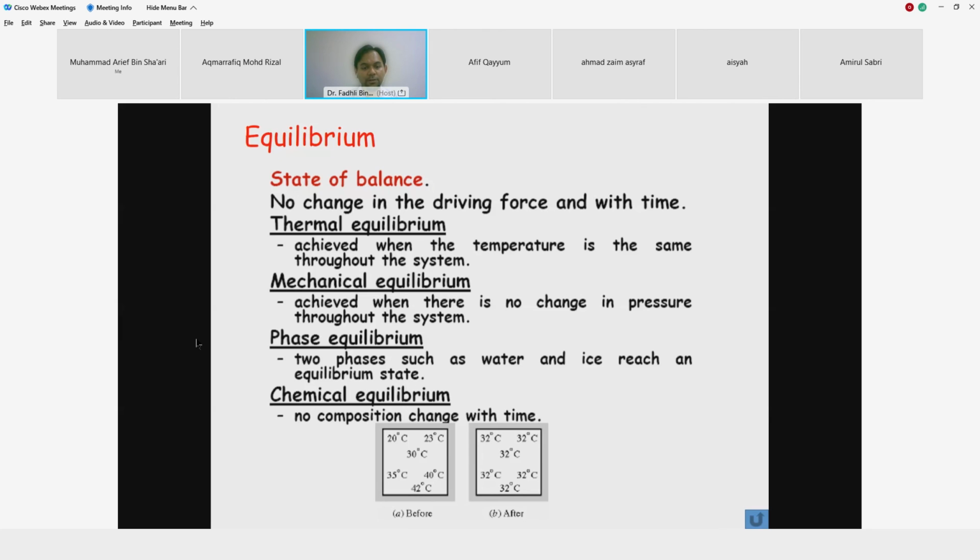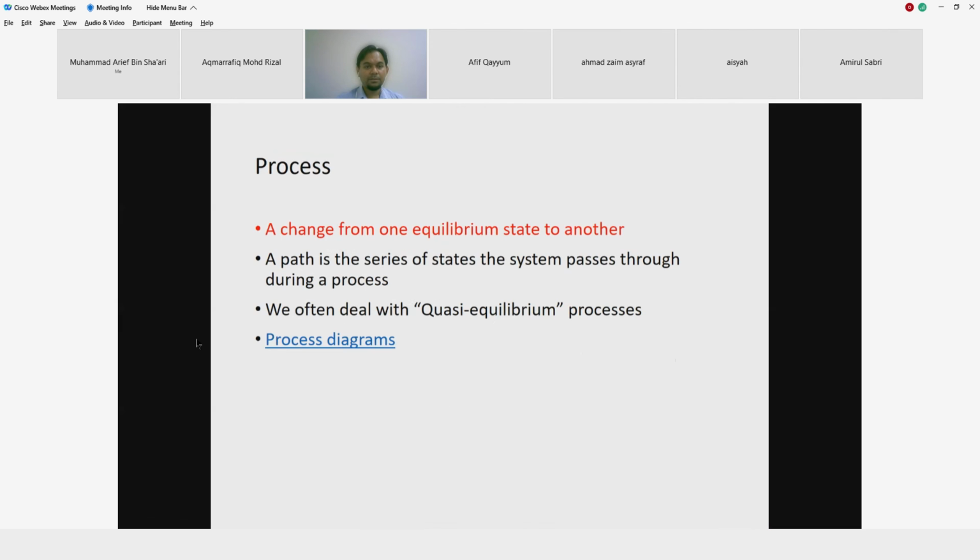Number 3, phase equilibrium. Two phases such as water and ice reach an equilibrium state. So it means that the amount of water and the amount of ice are the same. Last one, chemical equilibrium means no composition change with time. Okay, next, process: a change from one equilibrium state to another.